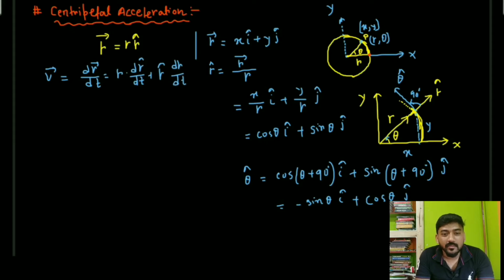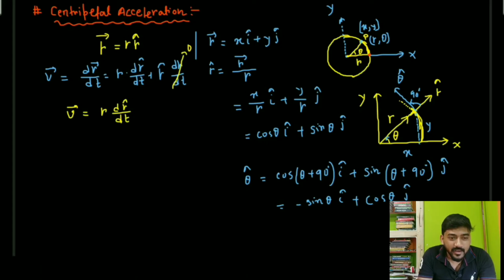But you know this dr by dt is actually 0 because r is constant. This is the radius of the circle, so this dr by dt will always be 0. The r vector is not constant, but if we talk about the magnitude, then dr by dt will obviously be 0. So this term will be 0, and you will get only v equal to r into dr cap by dt. Now what is dr cap by dt actually?